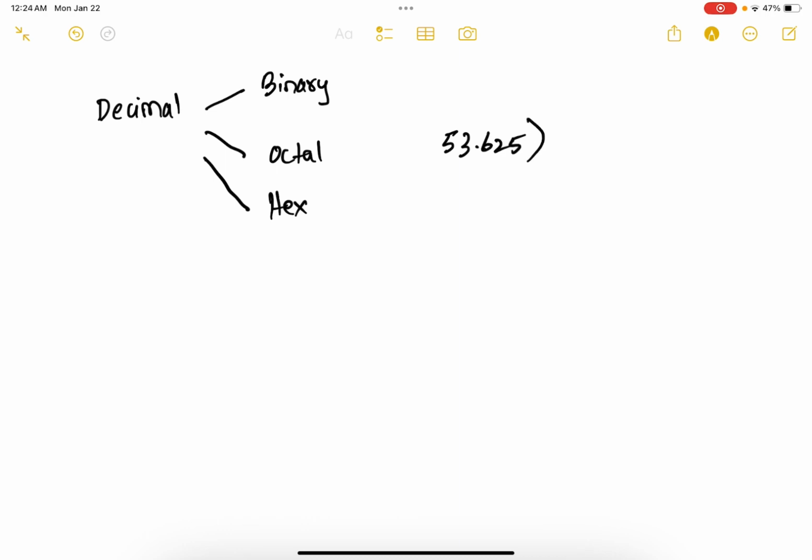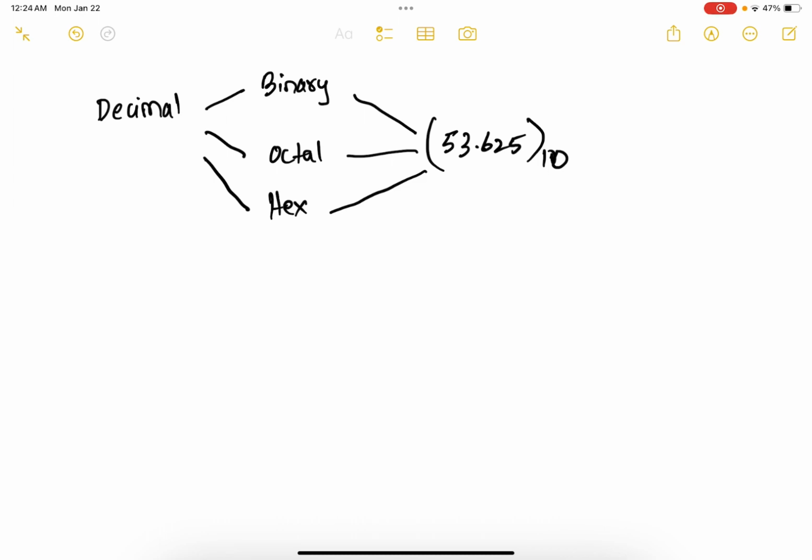Given a number in the decimal system, how do you convert that into binary, octal, and hex? So for example, if the given number is 53.625, that is the decimal value or the base 10, how do you convert this into binary, how do you convert this into octal, and how do you convert this into hex?